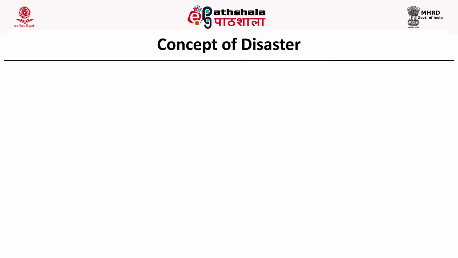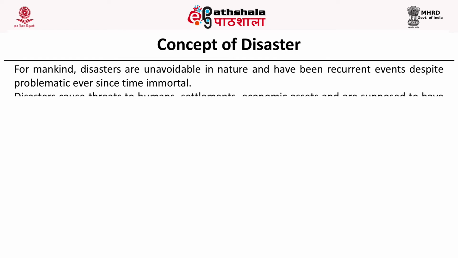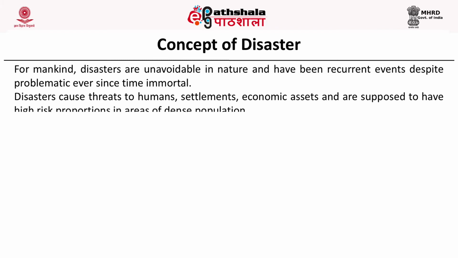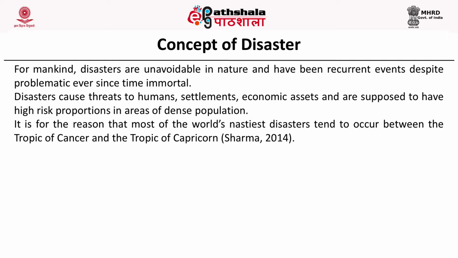As you all know, for mankind disasters are unavoidable in nature, that means they cannot be avoided. The only thing is that the risk associated with them can be minimized, and they have been recurrent events ever since time immemorial. Disasters cause threat to human settlements and economic assets, and are supposed to have high risk proportions in areas of dense population. It is for this reason that most of the world's nastiest disasters tend to occur between the Tropic of Cancer and the Tropic of Capricorn.